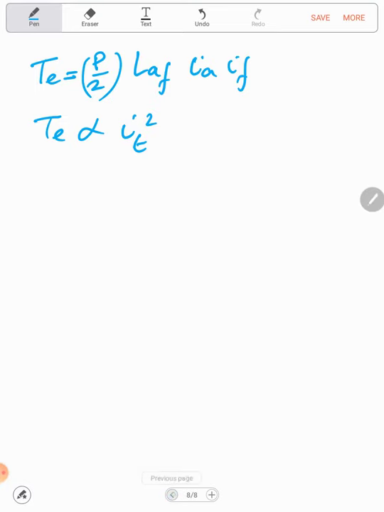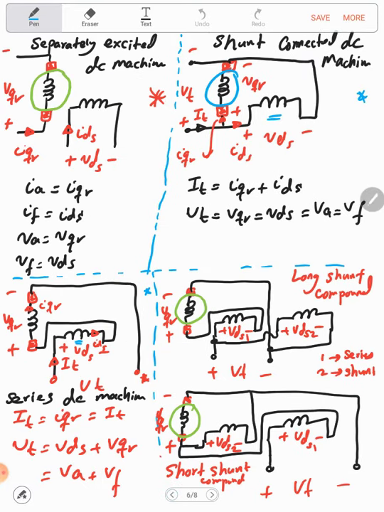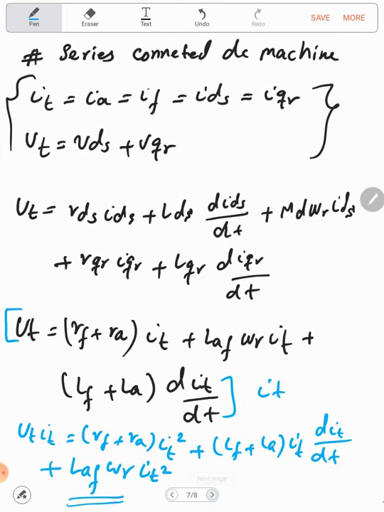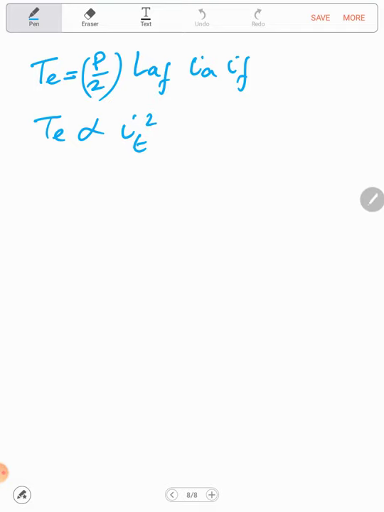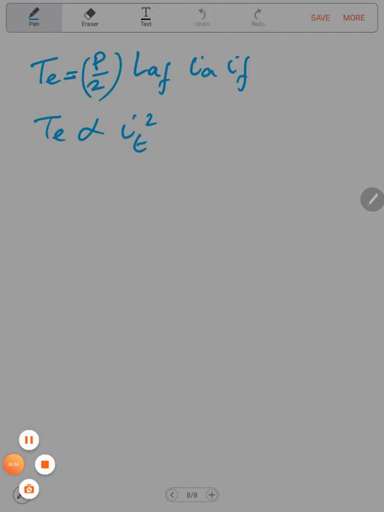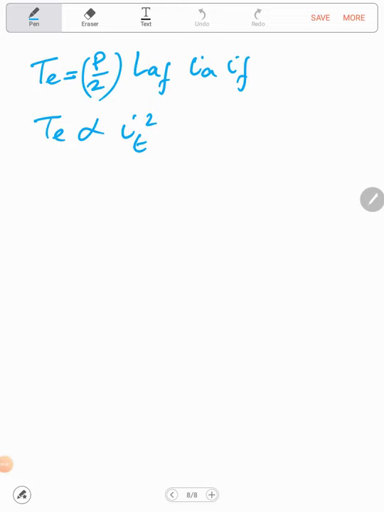So now we did the mathematical model for the separately excited and for the series. What I'm asking you to do is to find the mathematical model for the shunt connected DC machine, and for the long shunt compound, and for the short shunt compound. And this will be left for you. So this will be the first part of the lecture. Now we will continue with the second part of the lecture.